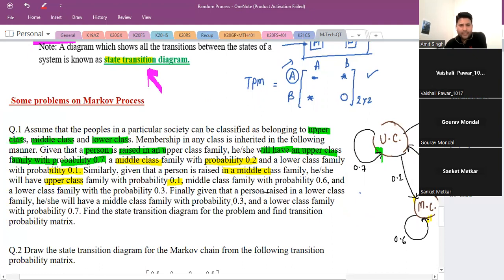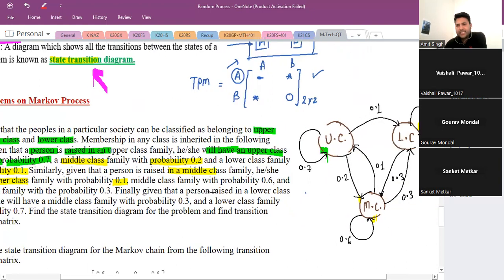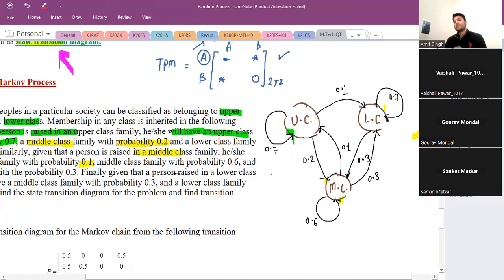So middle 0.3, lower class member. Find the state transition diagram. So this is what we call the state transition diagram for the situation. As per the information, you can see this diagram, what it represents. It represents the different states for the given problem. And the arrow direction matters. Upper class to lower class is 0.1. We can't say lower to upper is also 0.1 because it is not given. Whatever is given, that direction also matters. So this is known as the state transition diagram for the situation.